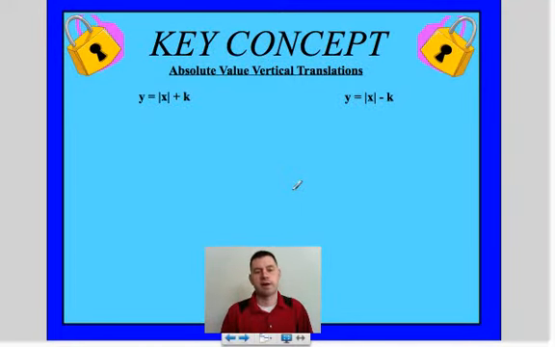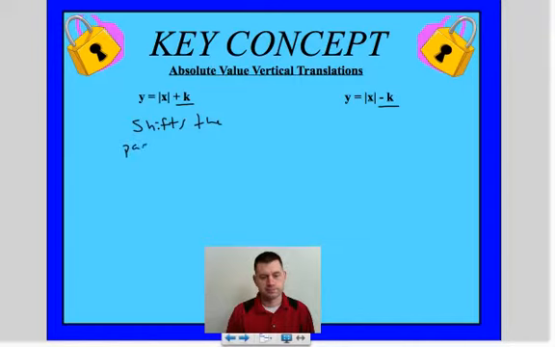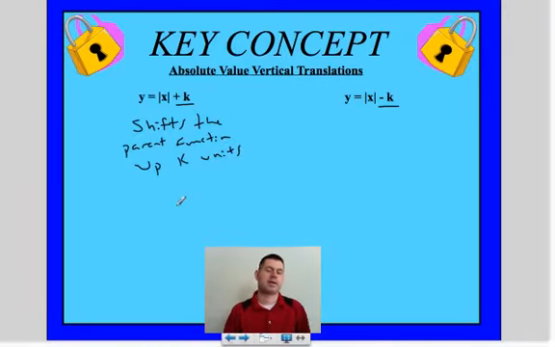What we find out is absolute value vertical translations. The parent function is always this first part, y equals the absolute value of x. Then we have this plus k, or this minus k. What we find out is if we have plus k, that shifts the parent function up k units. So it was a plus k, it goes up k units.